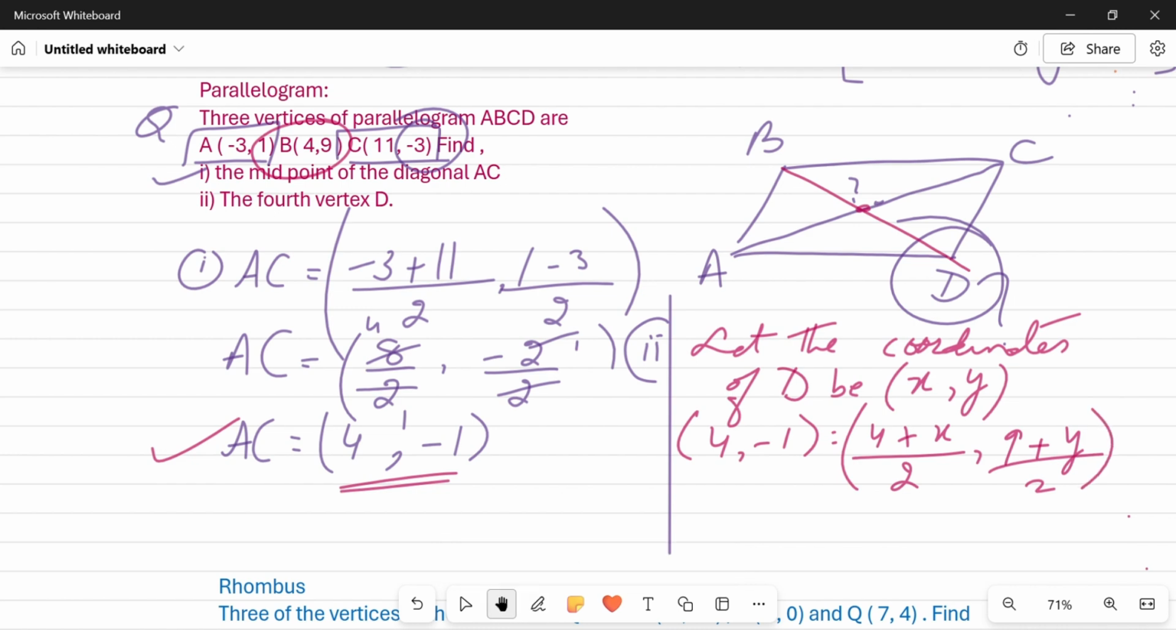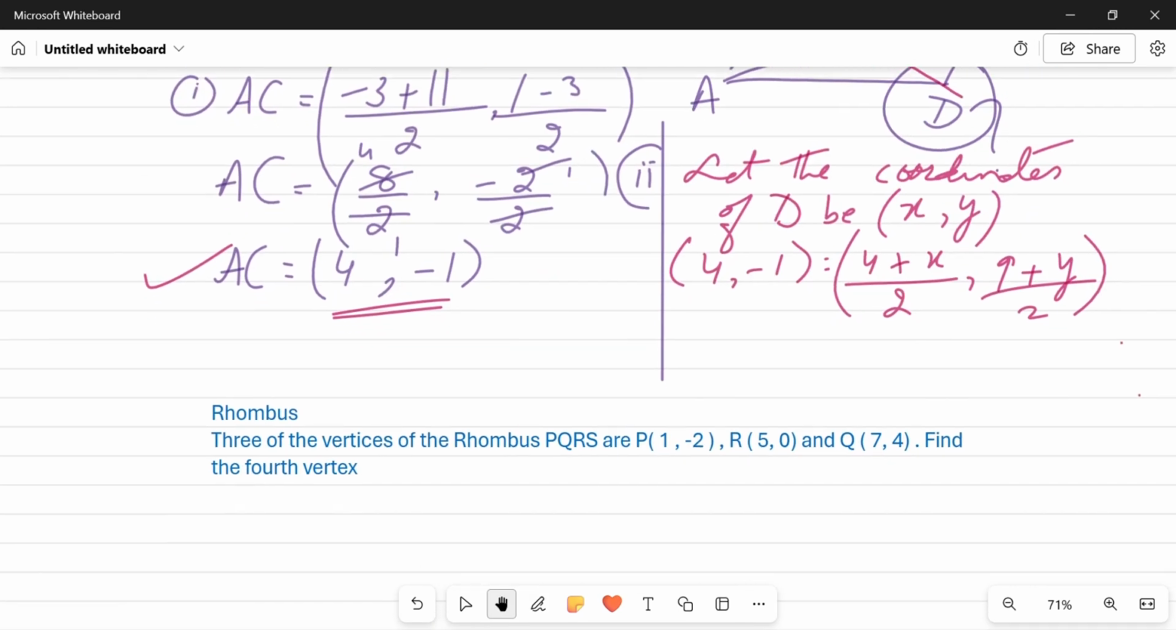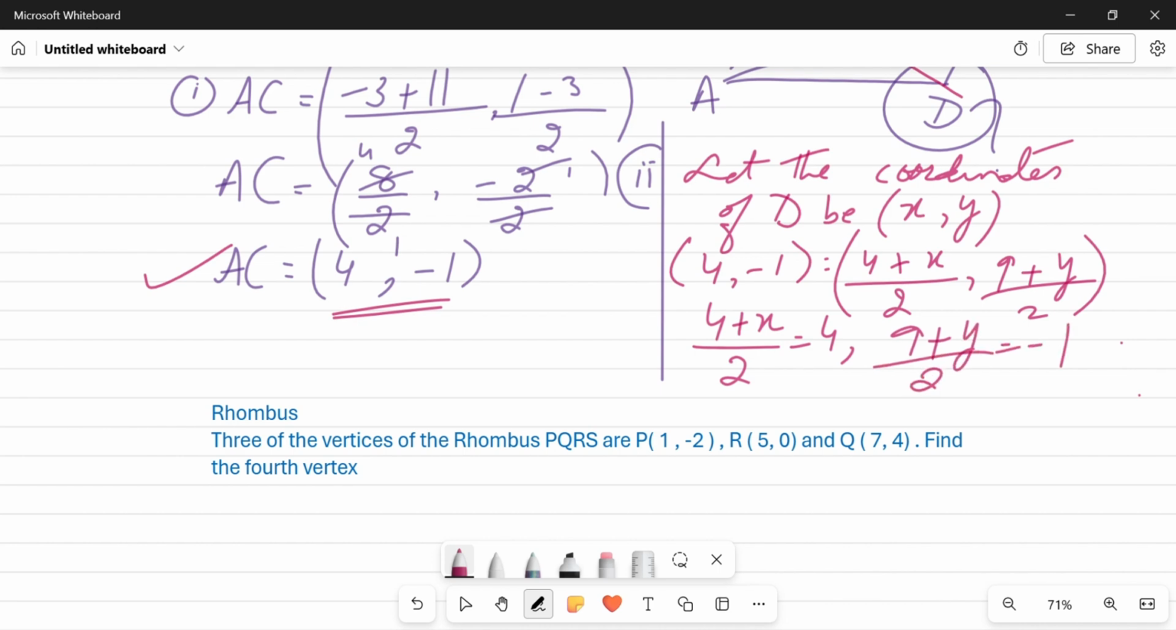Now, I'm going to equate the x coordinates with the x value, like we have solved in the previous question, and the other one is (9 plus y) over 2 equals minus 1. Here we need to cross multiply, so it will give 4 plus x equals 8, and here 9 plus y equals minus 2. So what is the x value? Come on, tell me students, what value will you get for the second one? It's 4 in the D vertex, right?